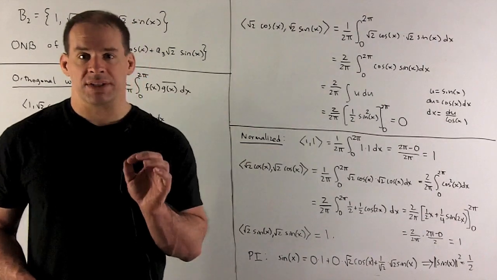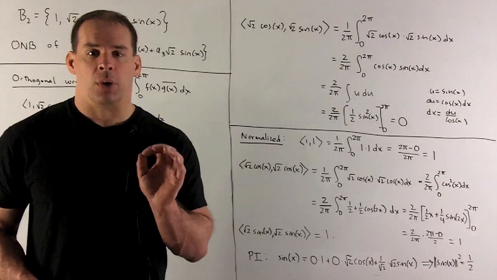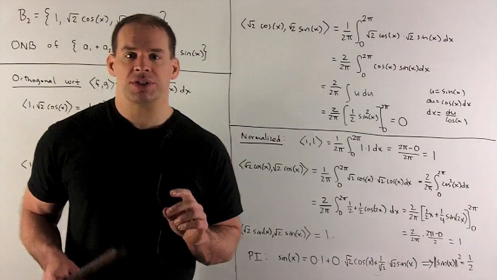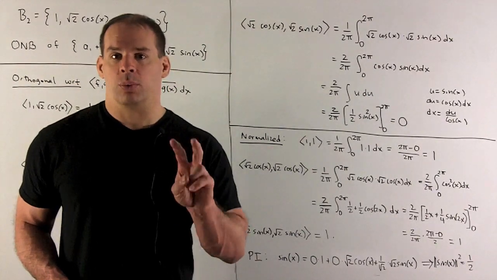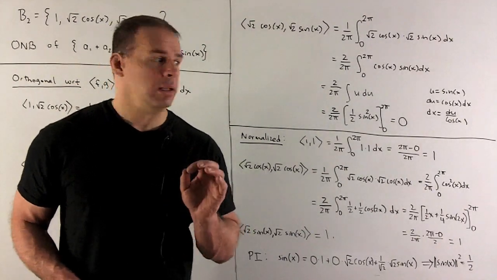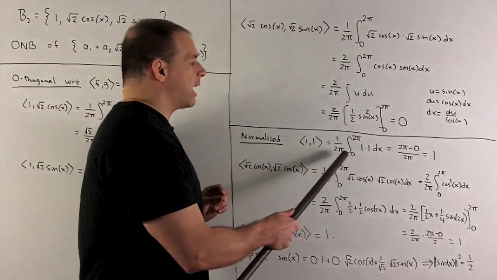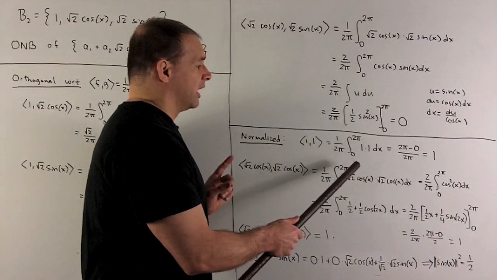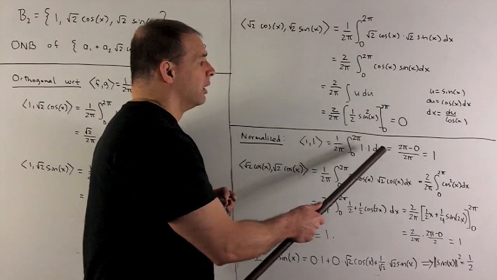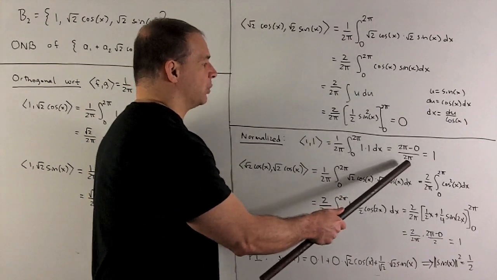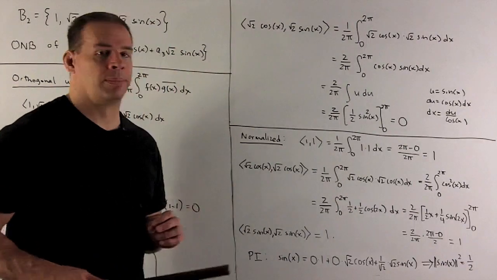Okay, next I have to show unit. So we want to show if I take any of these functions, put them in the inner product with itself, we get a 1. Now, if I put 1 in with itself, okay, it's a straight shot, you're just going to integrate dx. So you get x, put in 2 pi and 0, 2 pi comes out, and then we're dividing by 2 pi, so I get a 1.